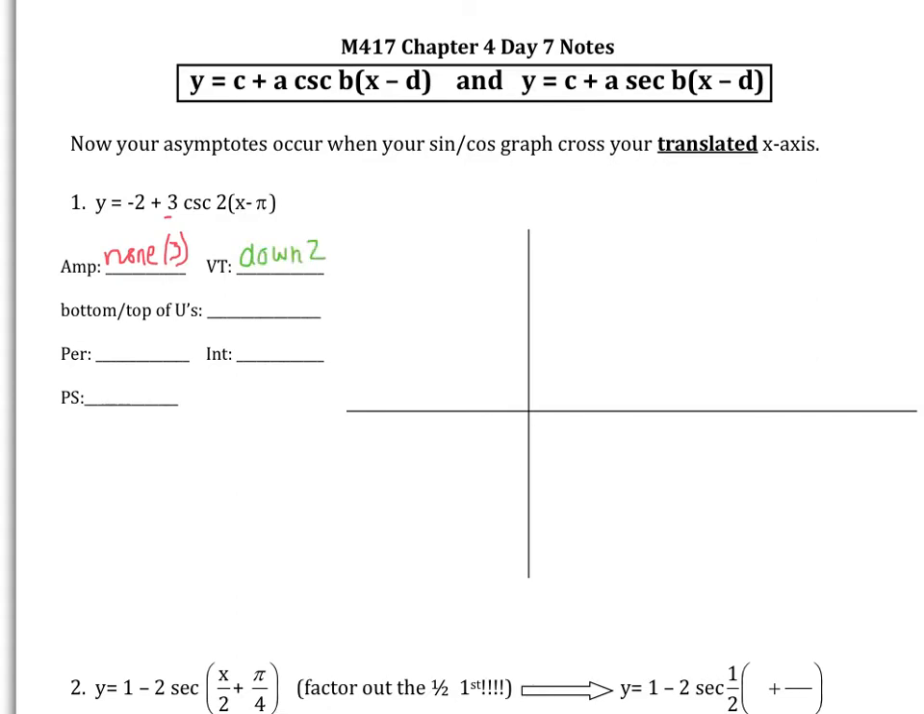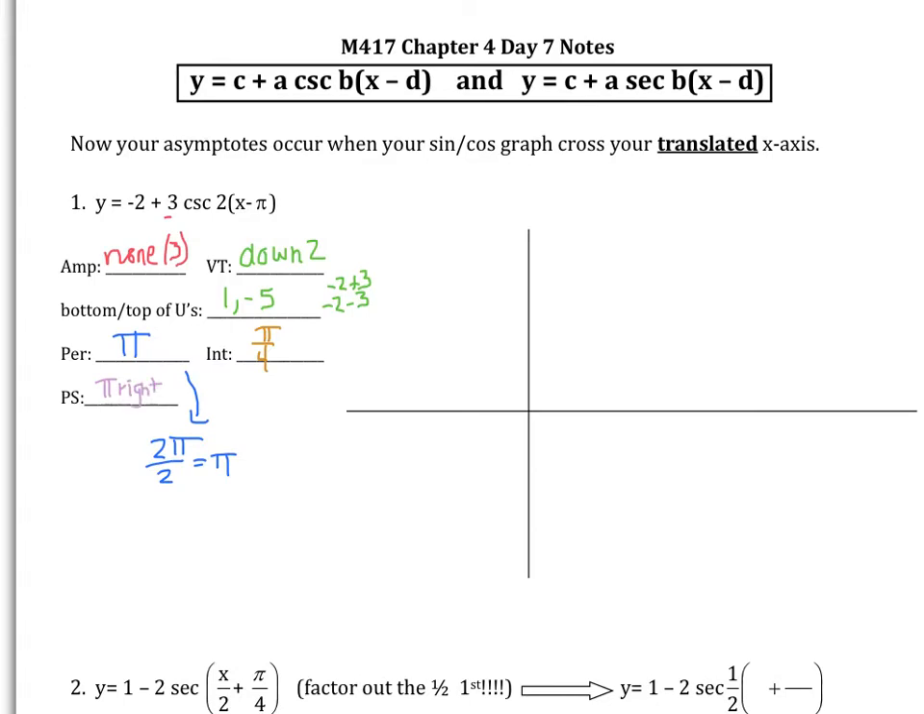That tells me that the top and bottom of my U's are going to be at -2 plus 3 and -2 minus 3. So 1 and -5. My period is going to be 2 pi divided by 2, just like we do for when we graph sine. So that's going to become pi. My interval is going to be pi over 4. And then my phase shift is going to be pi to the right.